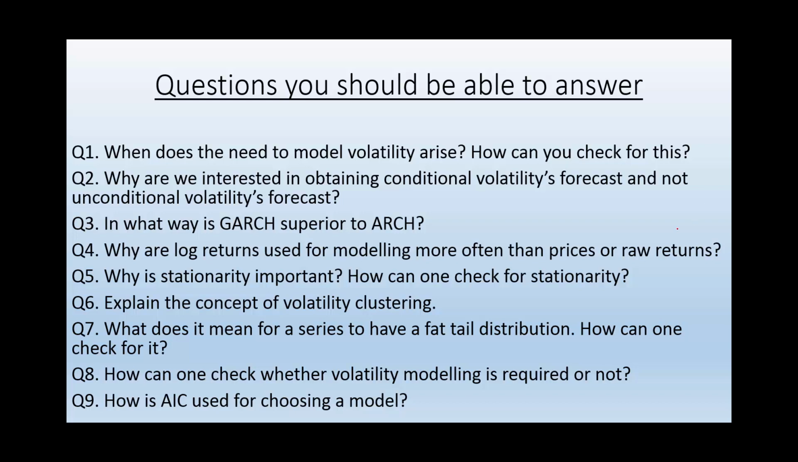Now you should be able to answer some of these questions that are posed to you. These are some of the questions that you would be wondering about the ARCH and GARCH model.